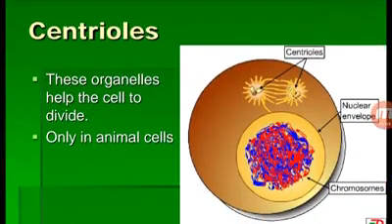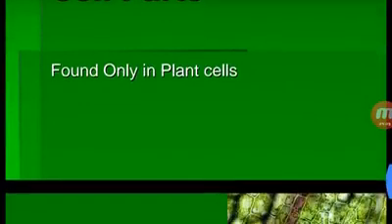This is actually functioning during cell division. These organelles help the cell to divide, and they are found only in animal cells. Centrioles are present in animal cells. Okay, remember that.